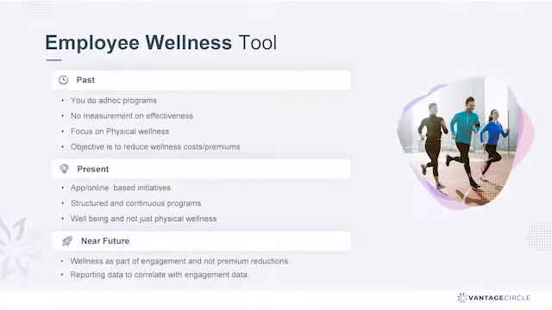So in the past, what used to happen in employee wellness is that it used to be in ad hoc programs. There was no real measurement of effectiveness, and it was focused on physical wellness. And the objective was to reduce the wellness premiums, right? There used to be some ancillary wellness programs like tobacco cessation, weight loss, and health screening, etc. And most of these programs were provided by insurance companies, which means for HR people, just for the HR community, it's just a tick mark.